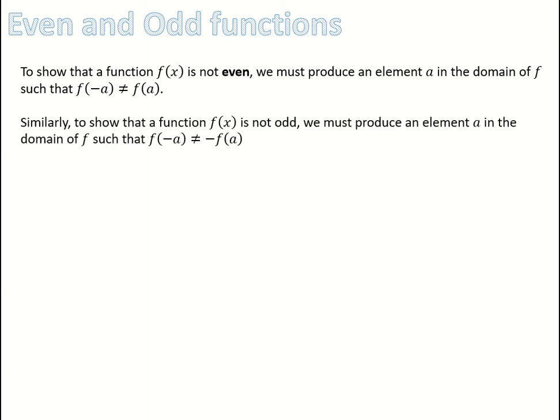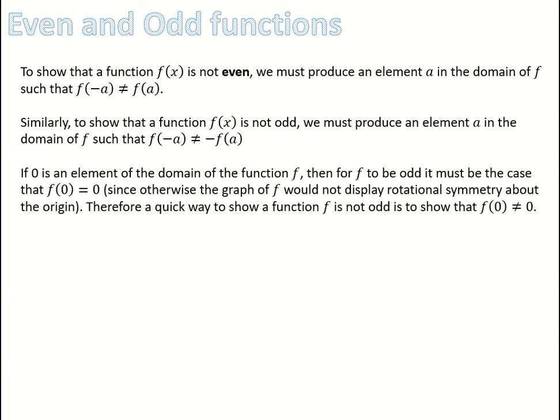And likewise, if you're trying to show that a function is not odd, you must produce an element a in the domain of f such that f of minus a does not equal minus f of a. So just the opposite of what we were just doing. We're trying to prove that it's not even or odd by basically proving it in the same way.